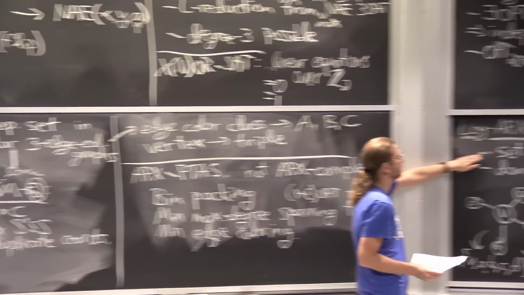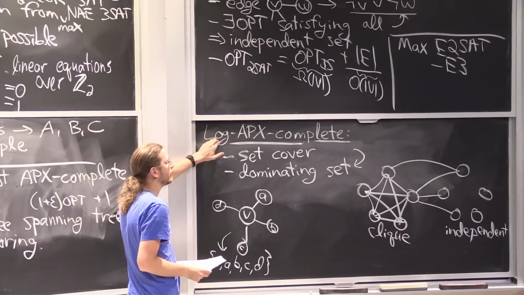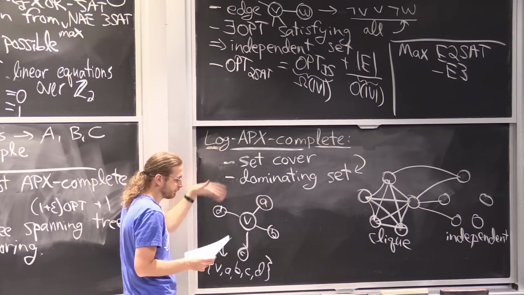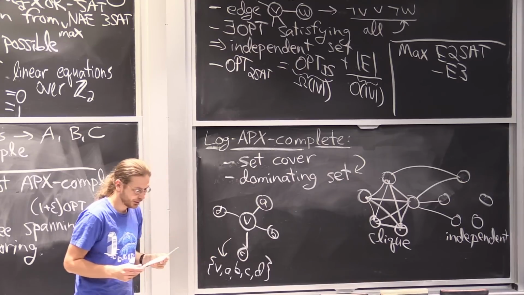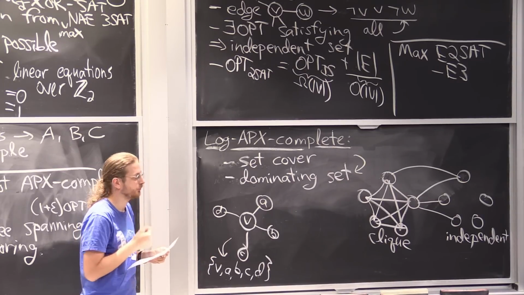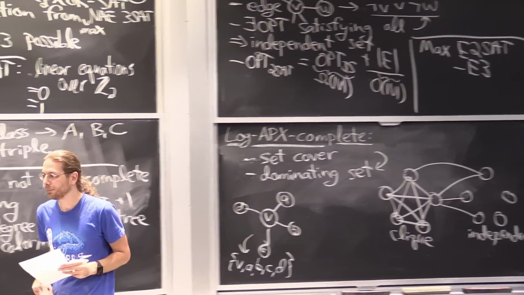I mean, the fact that set cover is log APX-complete, that is complete for that class, not just a log lower bound, is fairly recent. So people usually have called it set cover hardness. Now you can call it log APX hardness. So let me show you one example.